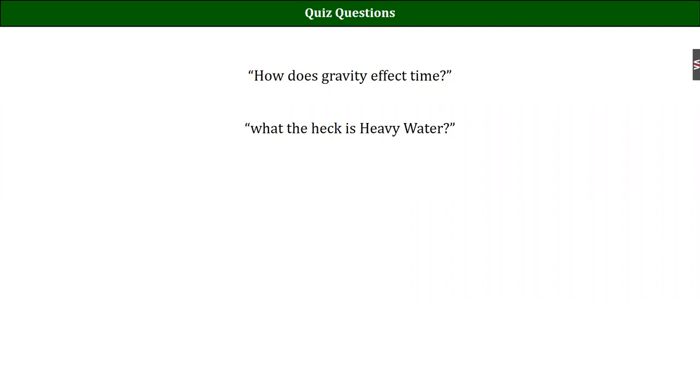Does that affect viscosity? Viscosity, maybe. I'd have to look at that one. It's going to affect the density, because all the atoms and the molecules are going to be just as close together, but they're going to weigh more.